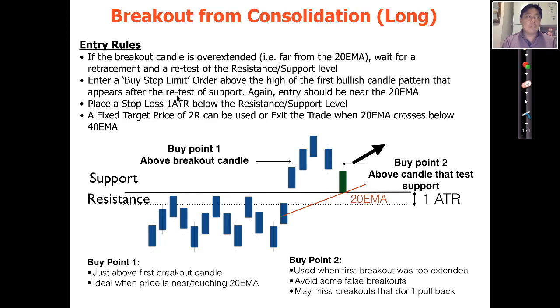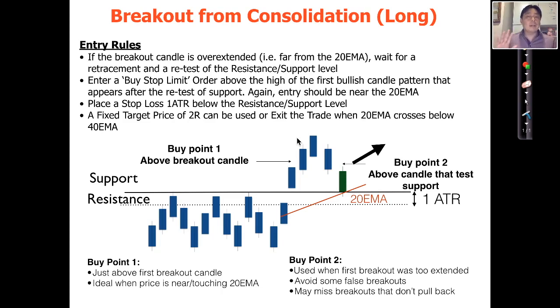Okay? So let me just read what I just talked about. If the breakout candle is overextended, wait for a retracement and a retest of the resistance/support level. Enter a buy stop limit order above the high of the first bullish candle pattern that appears after the retest of support, which is over here. I'll show you a few examples in a short while. Again, your entry should be near the 20 exponential moving average. The stop loss is placed 1 ATR below that support/resistance level. Again, when you exit the trade, you either place a fixed target price of 2R or you exit the trade when the 20 EMA crosses below the 40 EMA.